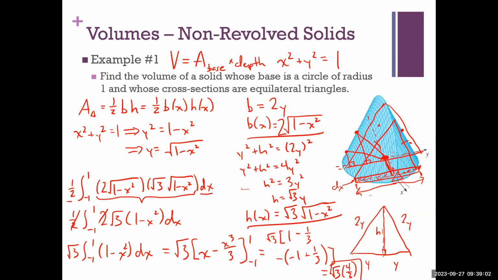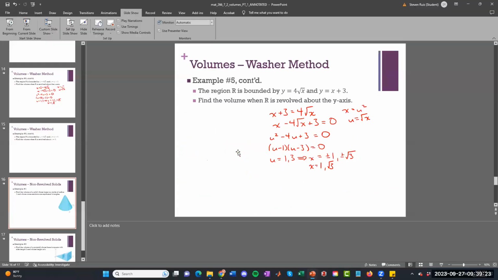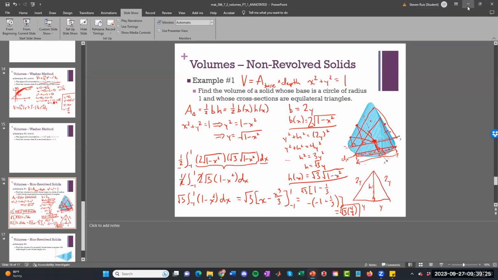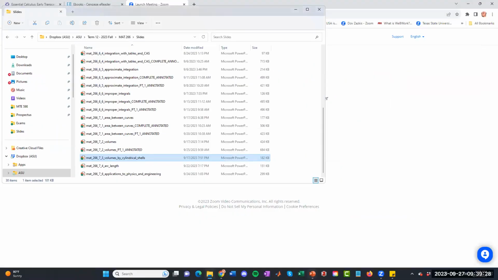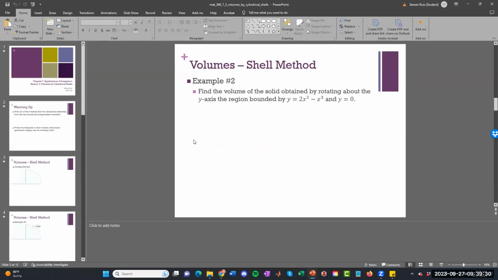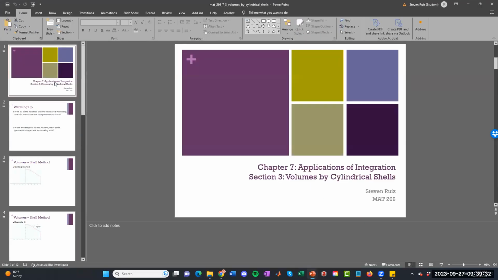So basically we've talked about three different ways to handle volumes. Disk method and washer method, which at least a couple of you argue are not different. And this method here for dealing with solids that are not revolution solids. So now we're going to move on to another way to find volumes, and that's the shell method.